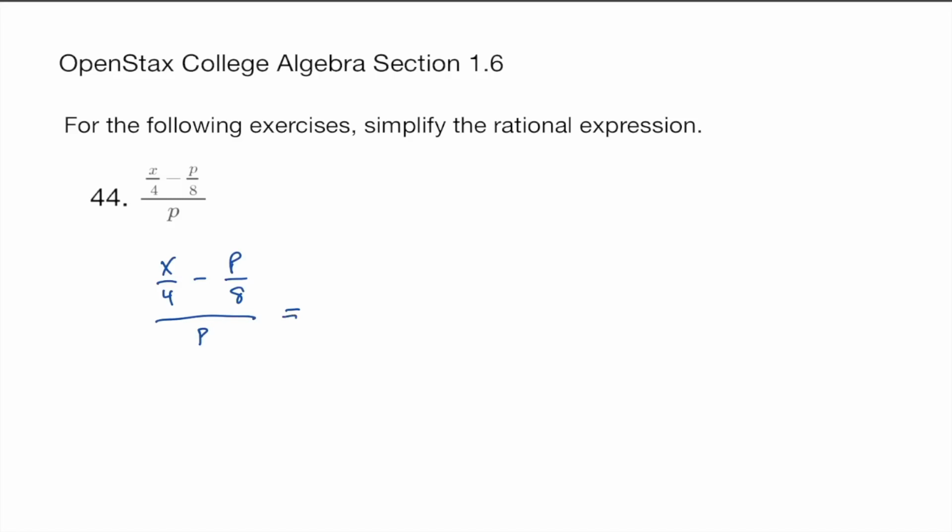Okay, so we can rewrite using division. So we're going to have x divided by 4 minus p divided by 8, all of that divided by p. So let's rewrite using division.